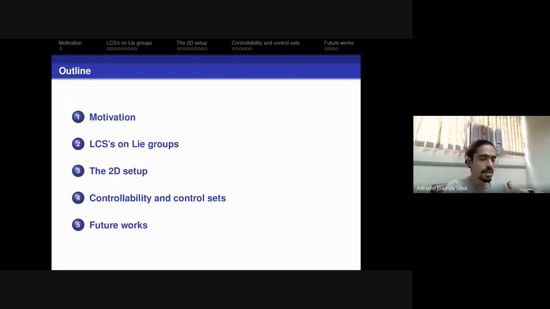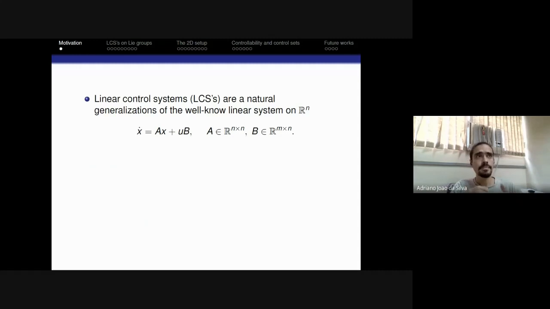The idea here is basically to give some sort of motivation. I'm not really of the motivational type; I do things more because of the math behind them. But I'll try to give some motivation, and then some standard definitions of a linear control system. Then we will see what happens in the two-dimensional case, and some comparison between the two-dimensional case in the group and on the homogeneous space.